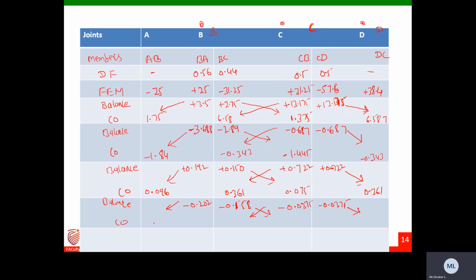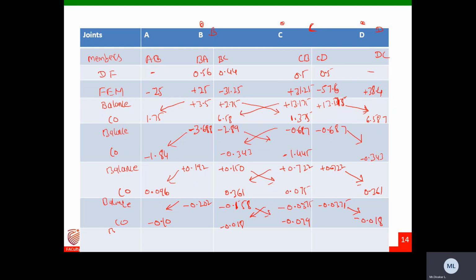So this will be minus 0.10, and this will be minus 0.079, and this will be minus 0.018, and this will be minus 0.018, minus 1.0.